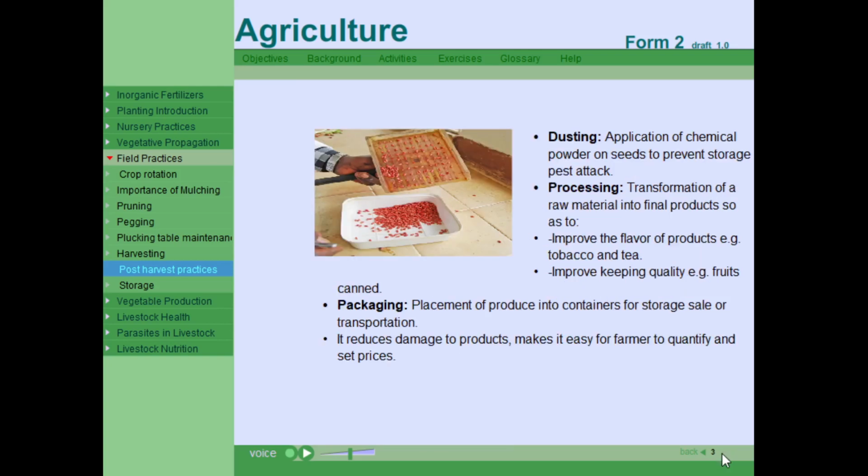Dusting, application of chemical powder on seeds to prevent storage pest attack. Processing, transformation of a raw material into final products so as to improve the flavor of products, for example, tobacco and tea, and improve keeping quality, for example, fruits canned. Packaging, placement of produce into containers for storage, sale, or transportation. It reduces damage to products and makes it easy for the farmer to quantify and set prices.